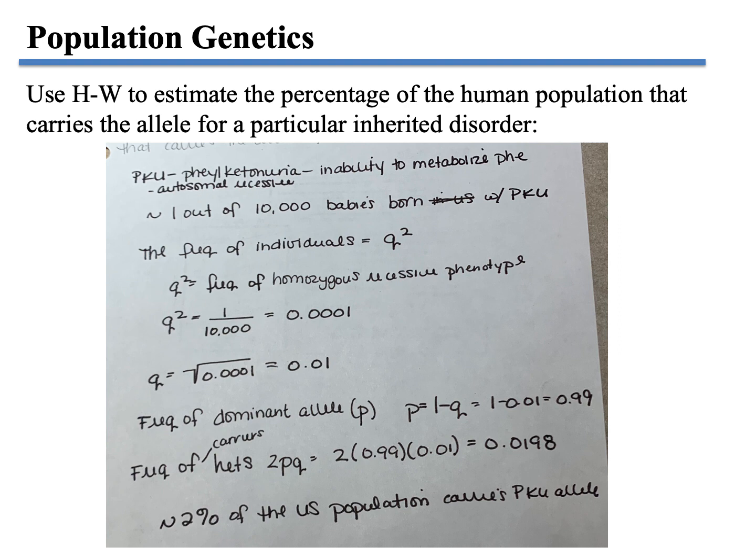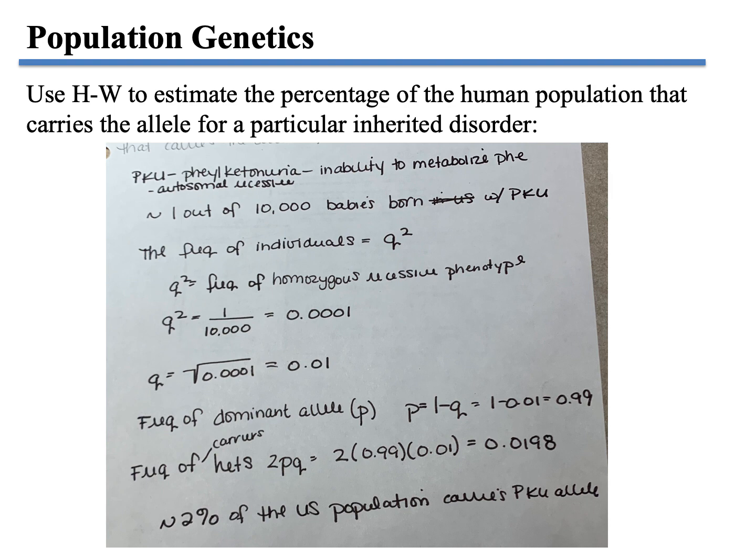So let's move on to an example of how Hardy-Weinberg can be utilized to estimate the percentage of the human population that carries the allele for a particular inherited disorder. In this particular case, we are talking about a disorder known as PKU, which is phenylketonuria. It is the inability to metabolize the amino acid phenylalanine, and it is an autosomal recessive disorder. It turns out that about 1 out of 10,000 individuals have PKU.